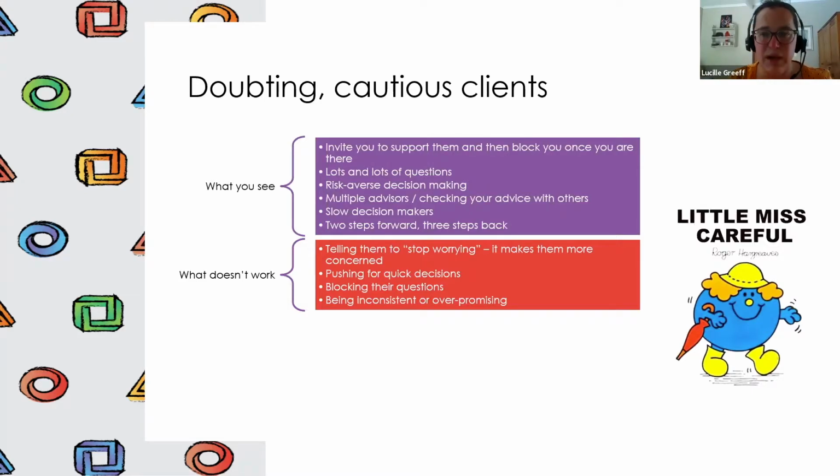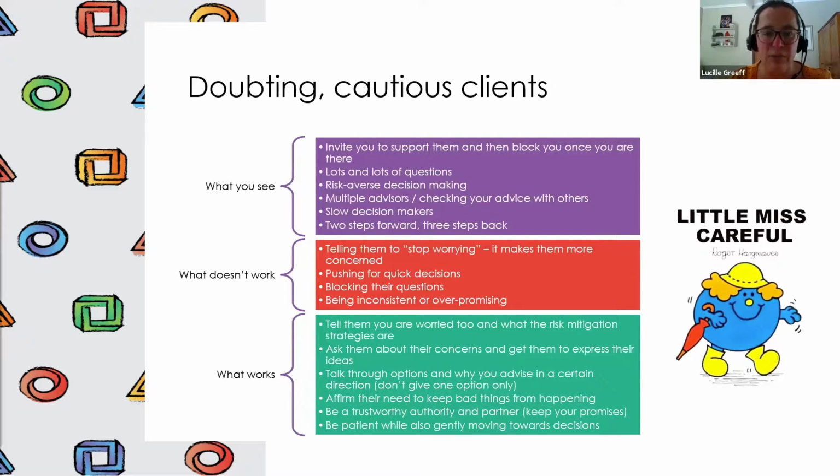So the next block, if we can put that on, the things that do work: multiple options, tell them how you're mitigating risks, ask them about their concerns, get them to express their ideas, and affirm that you're also helping them to keep bad things from happening. Because this is generally what these cautious, doubting clients are thinking: bad things will happen here. So I need to in some way prepare or make sure that these things don't happen.